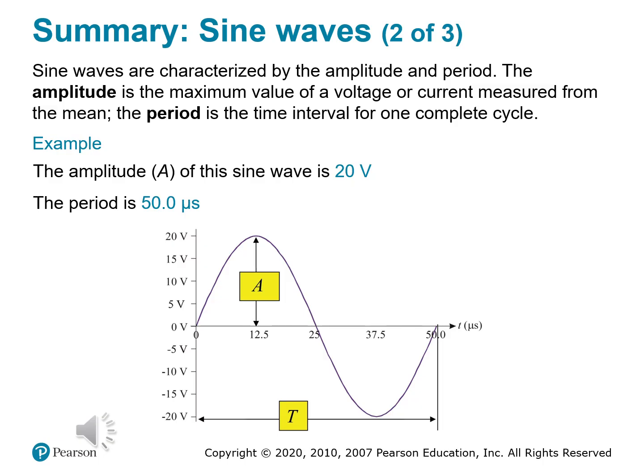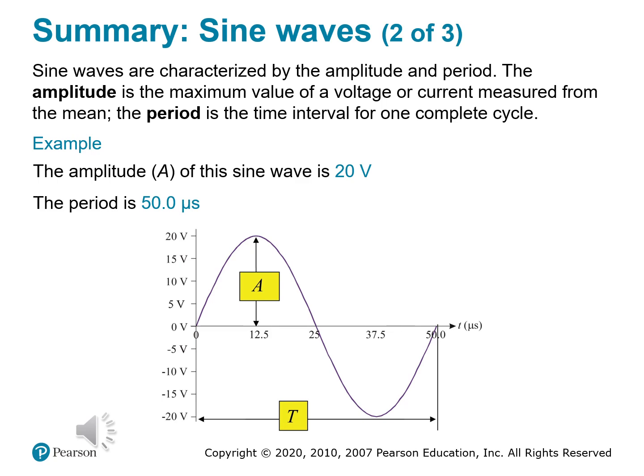Right? The period is represented by the letter T. And it's the time it takes to complete one full cycle of the wave. So it's the length of one full trip from 0 to peak to trough and back again. Here the period is 50 microseconds.